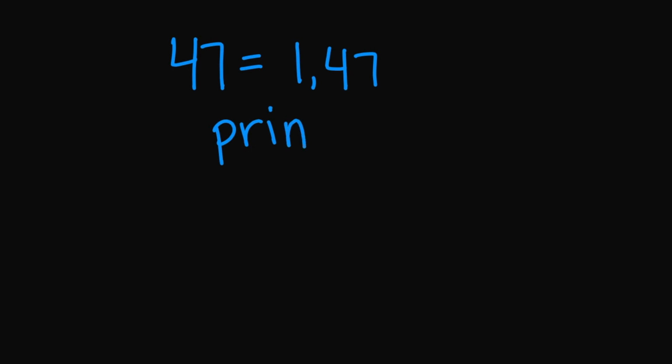Let's try the number 47. Two numbers multiply to give me 47. We just have 1 and 47. So is 47 a prime or composite number? And it is a prime number. I only have 2 factors.